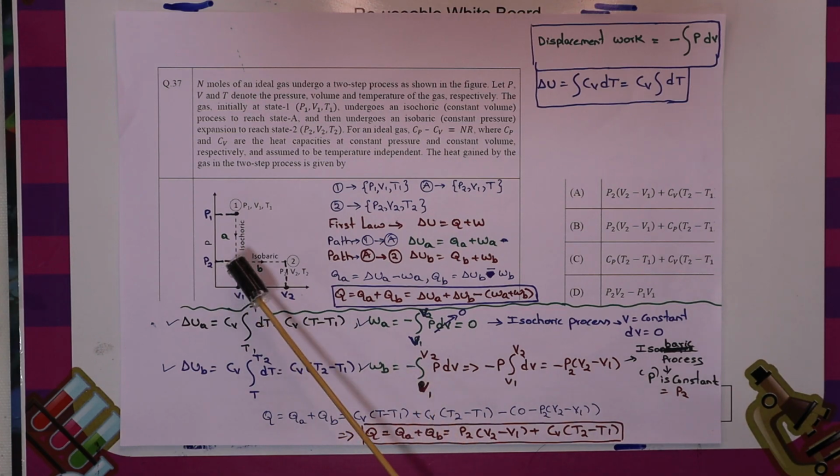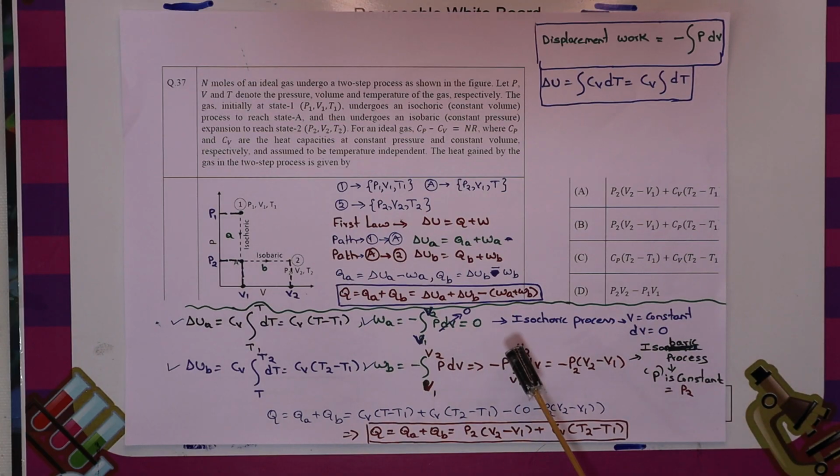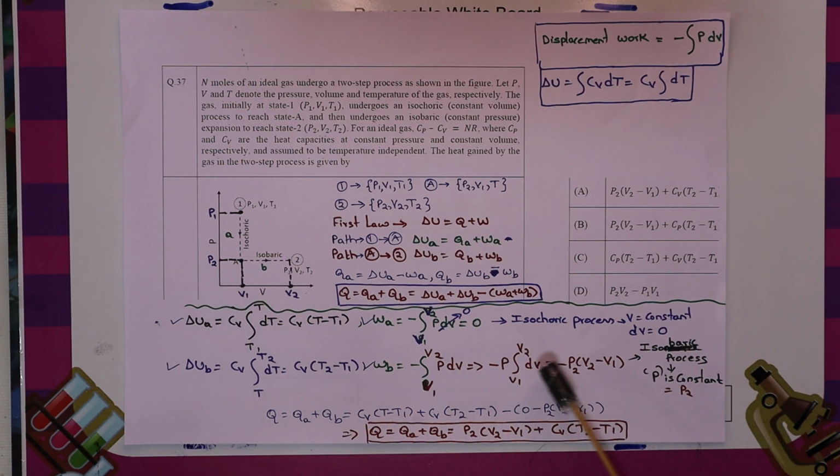Similarly, let us calculate the work in the isobaric process. Work is minus integral PdV, with limits from V1 to V2, where the initial volume is V1 and the final volume is V2. Because it is an isobaric process, the pressure is constant, so bring the pressure out of the integral. The integral of dV from V1 to V2 is V2 minus V1, and the pressure is replaced with P2. Now we have all the expressions.